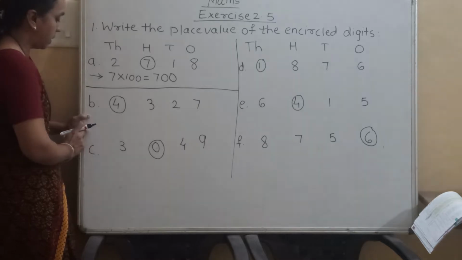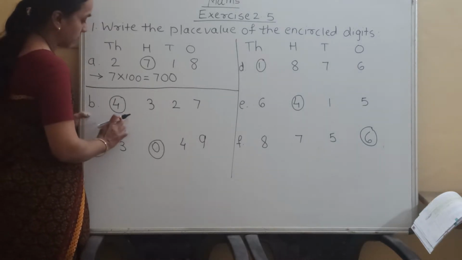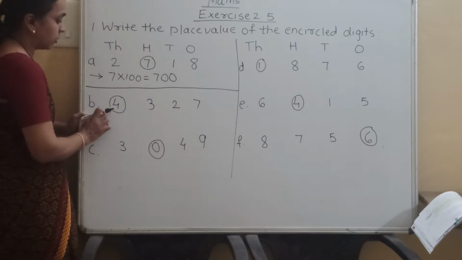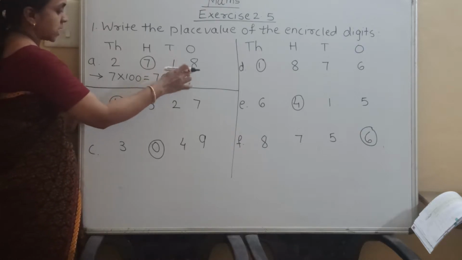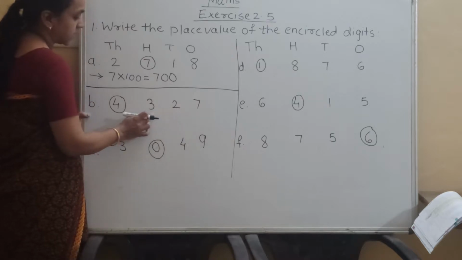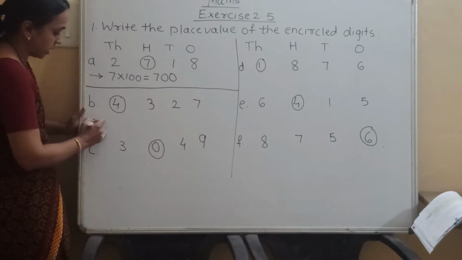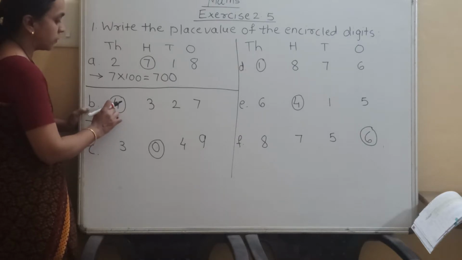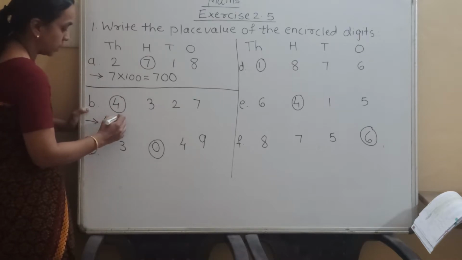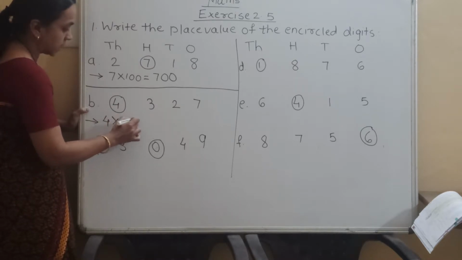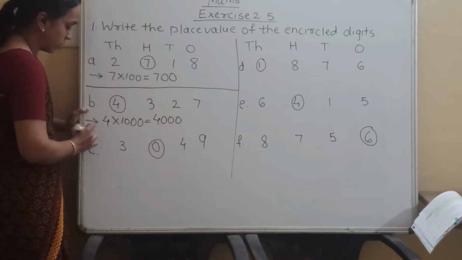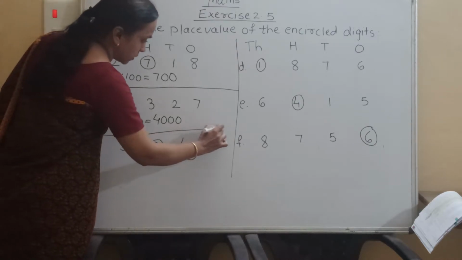Okay, like this we have to write this answer in your notebook. Now see question B. What is this number? 4327. So we have to find out the place value of this 4. Start with ones. Below the ones is 7. So ones, tens, 100, 1000. Again we give an arrow here. So what is the place value of 4? 4000. 4 multiplied by 1000 equals 4000. So the place value of 4 is 4000.